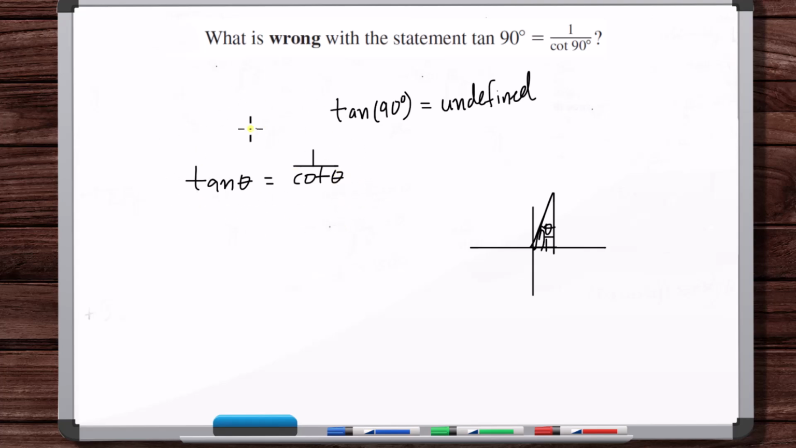For the identity to work, you have to plug in a theta and you get this is equal to this, right? If we plugged in theta is equal to 45, we would get this number is equal to the exact same number. But if we plug in theta is equal to 90, this doesn't work.